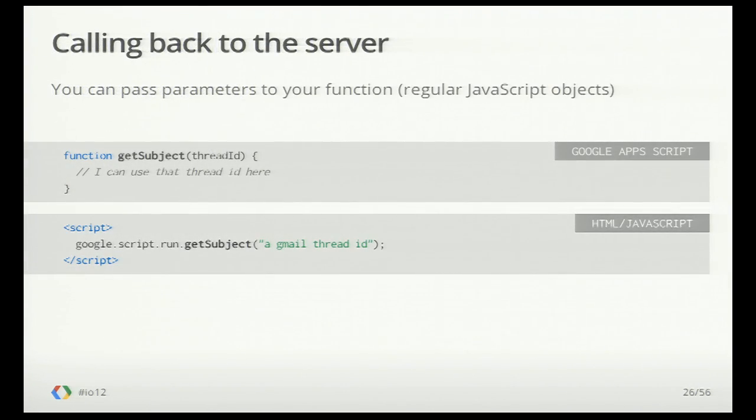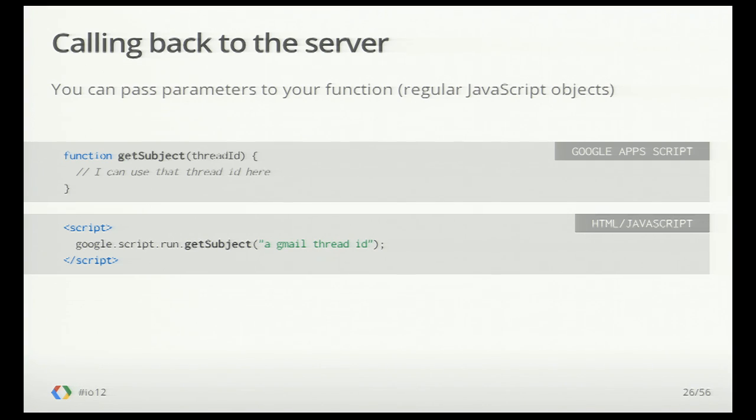So you can do more than just call a function. You can pass information from the client to the server. Here I have a function getSubject, which in our Gmail app might have been useful to get the subject of a message. On the client, I can call it with a string, a Gmail thread ID. Hopefully, it would be an actual Gmail thread ID. And on the server, I will have that parameter. Now, it's not just strings. You can pass Booleans, numbers, arrays, objects. Basically, anything that can be converted to JSON, you can send up.